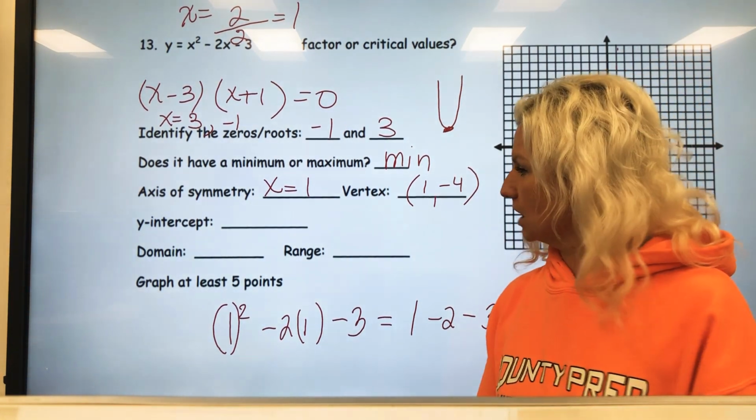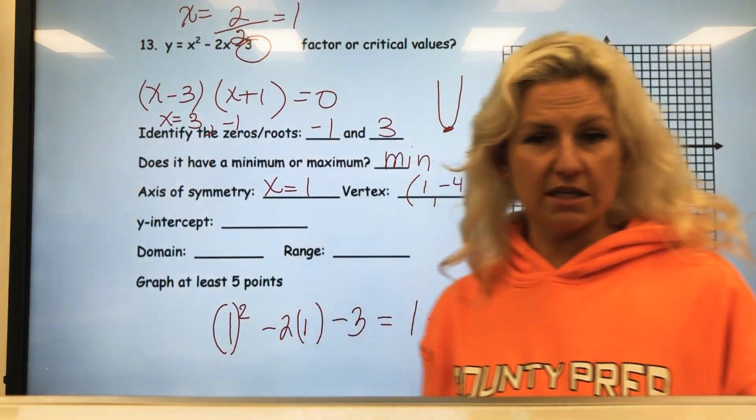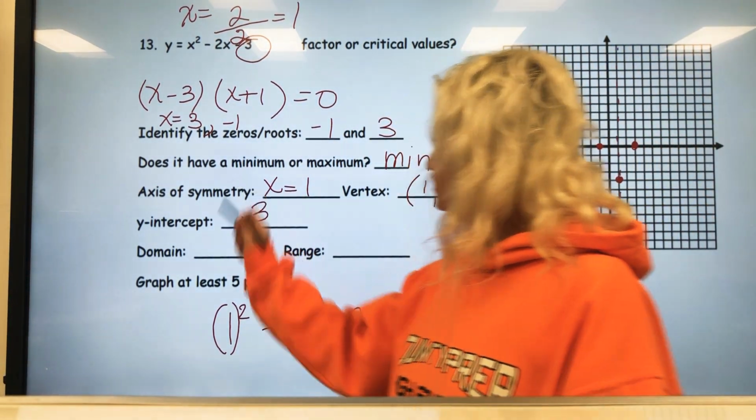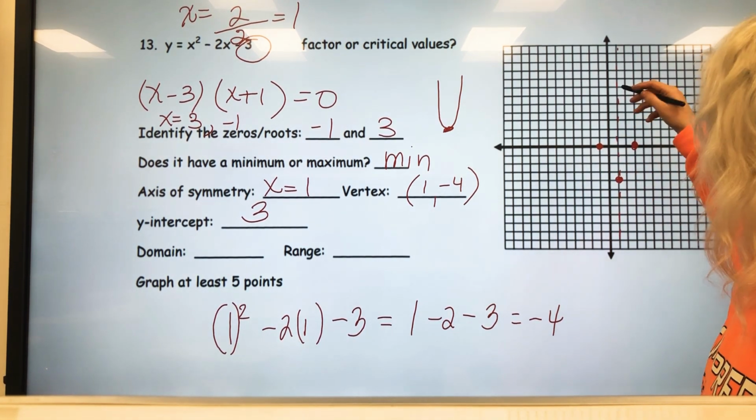That is my vertex. What is my y-intercept? The y-intercept is easy. It's C, whatever C is. So my y-intercept is negative 3, so that means right over here, 1, 2, 3.